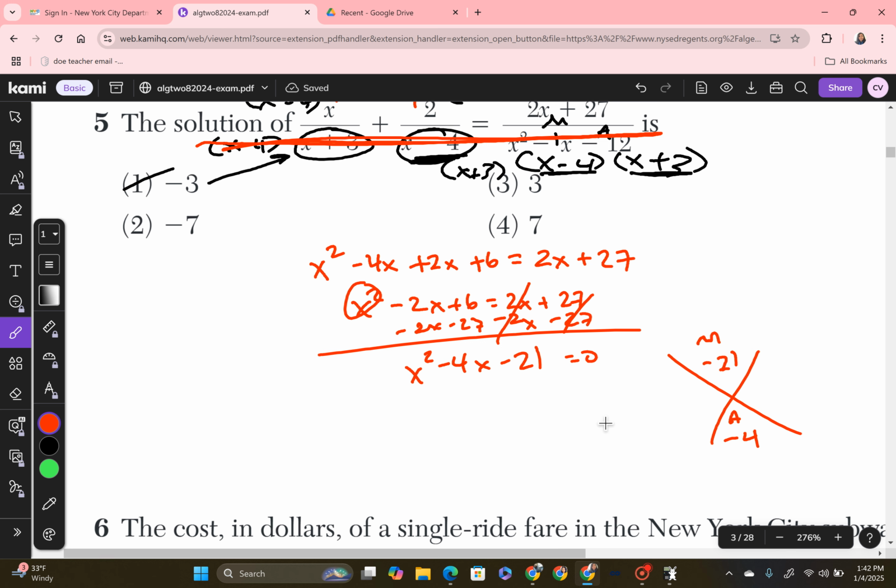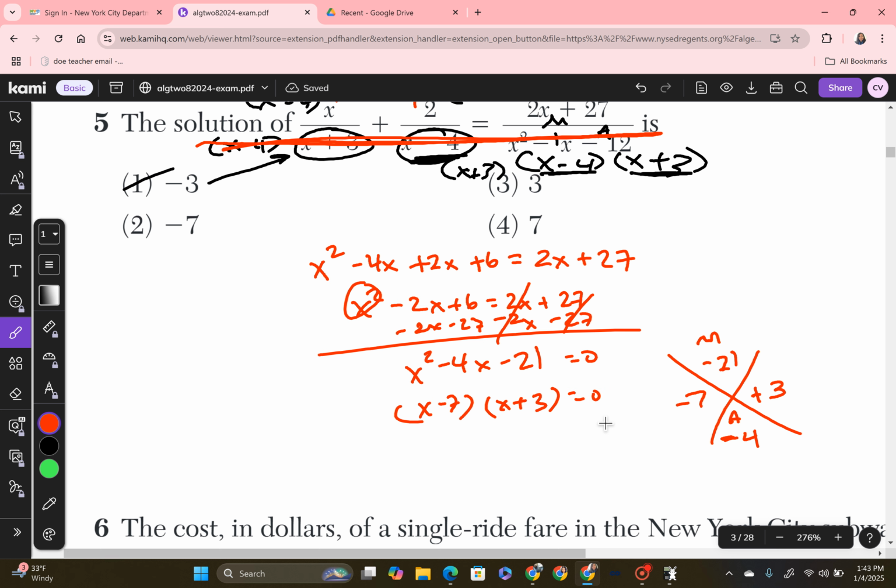Okay. So what are they? 7 and 3. And the 7 gets negative because this 4 is negative and this 3 gets a positive sign. Negative 7 times 3 is negative 21. Negative 7 plus 3 is negative 4. So our two double bubbles are going to be x minus 7 and x plus 3.